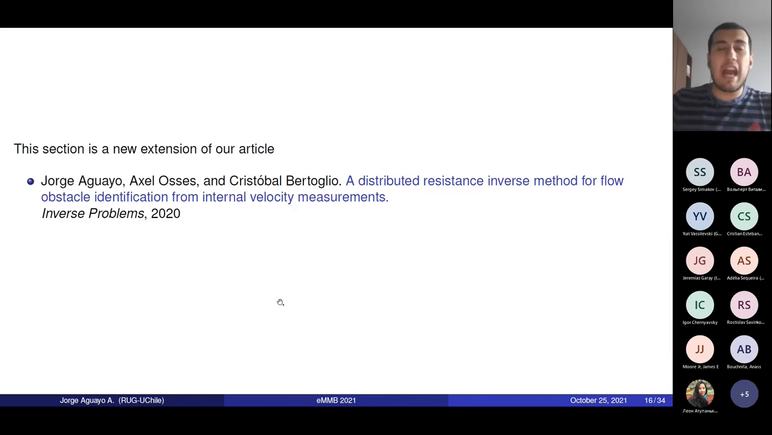The idea, obviously, is to avoid taking measurements from the pressure. That is not used here. Pressure reconstructions were explained by Christian in the last presentation, because here we only use measurements from the velocity, and this is a new extension of our article with my advisors Jose San Martin and Bertoglio. You can download this article from Inverse Problems. It's open access, so you can see it perfectly.